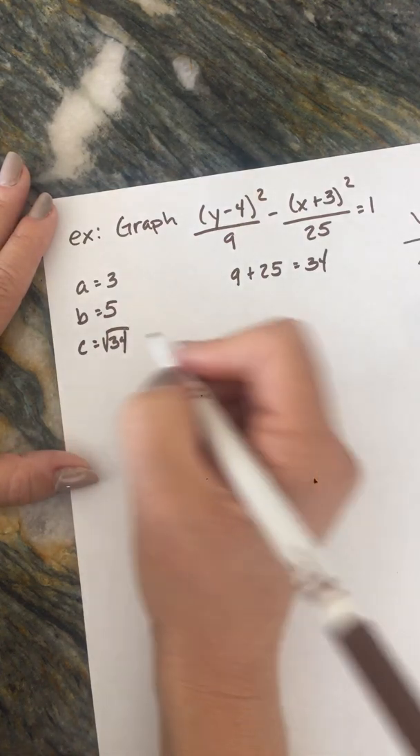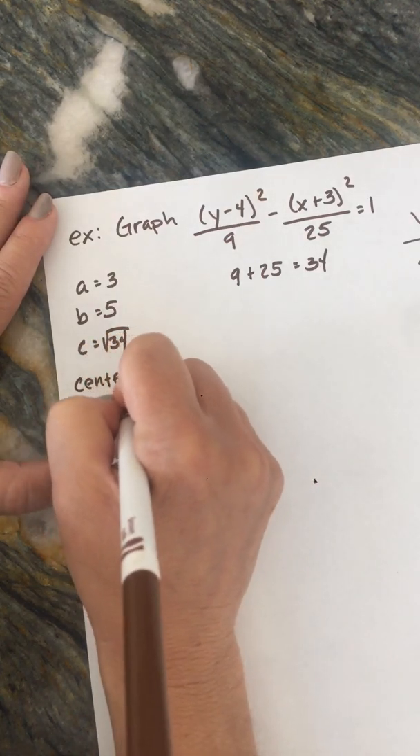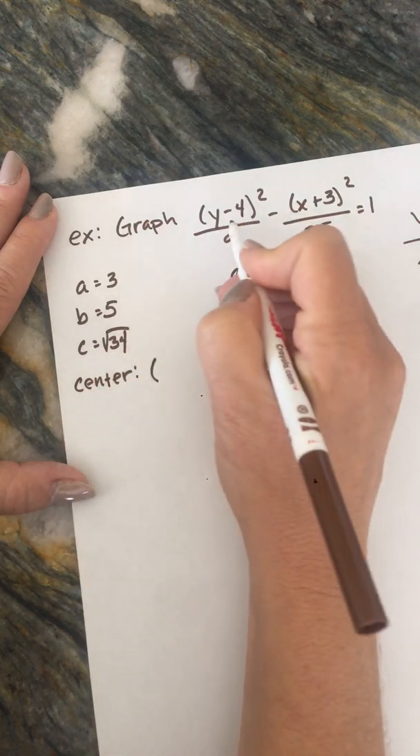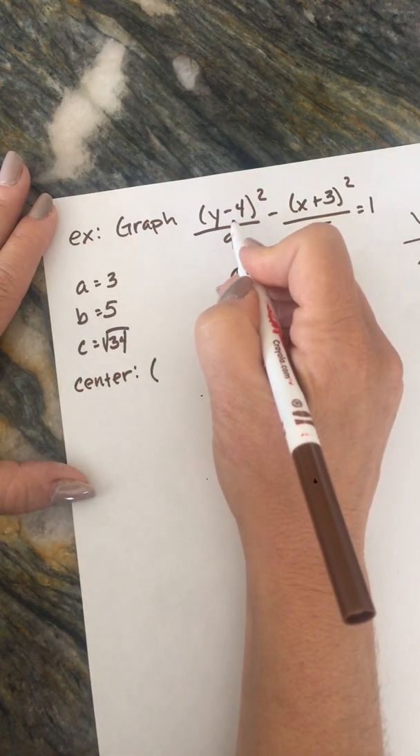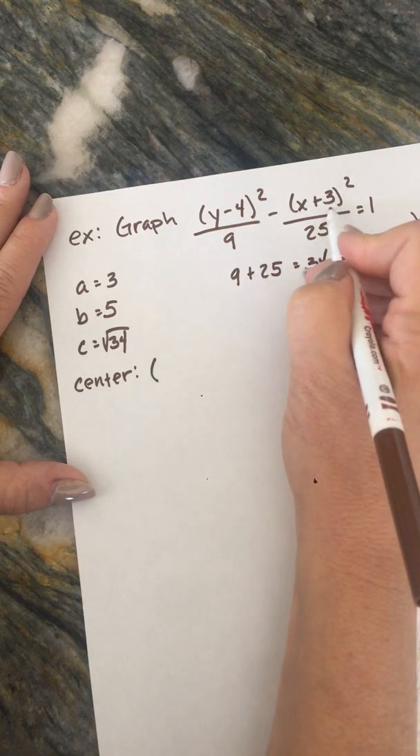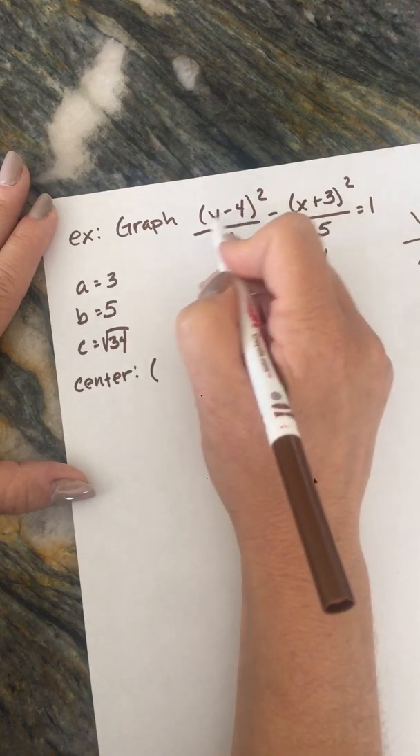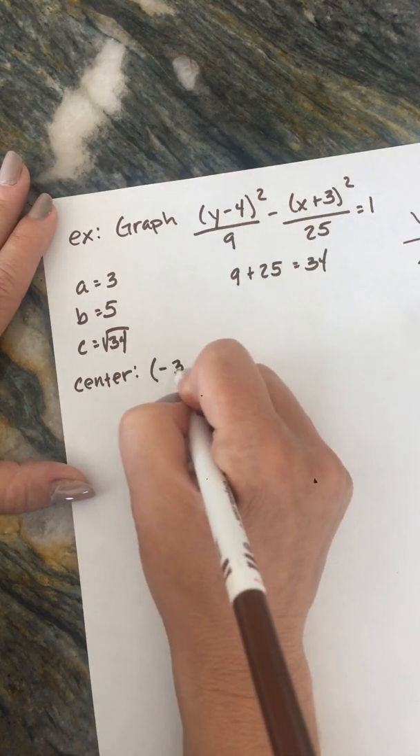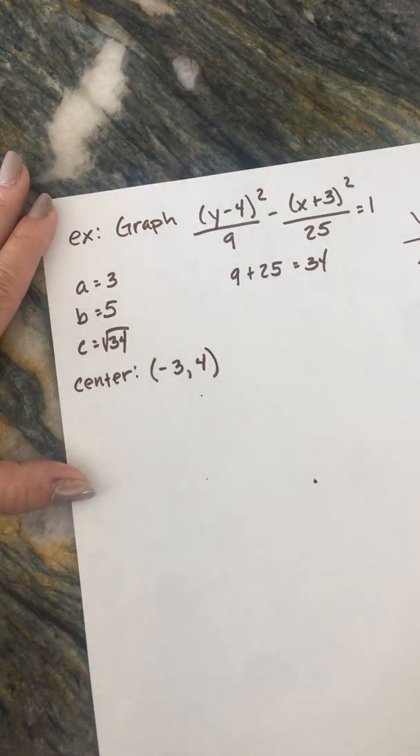And so the center is located at, now be careful, this is your K, this is your H, right? H goes with X, K goes with Y. So your center is at (-3, 4).